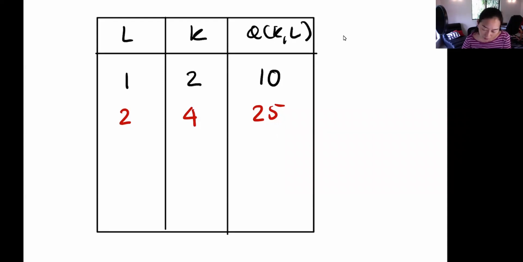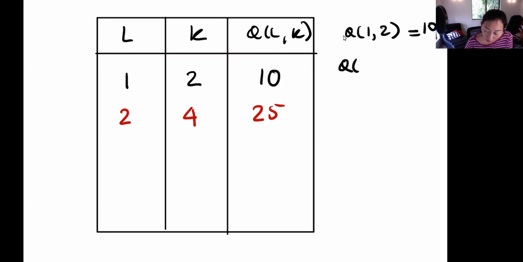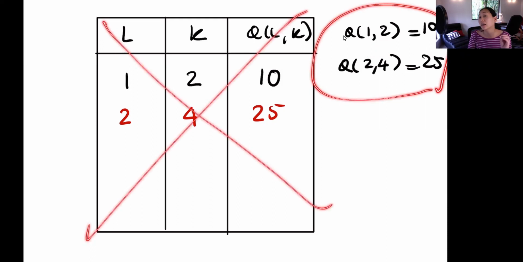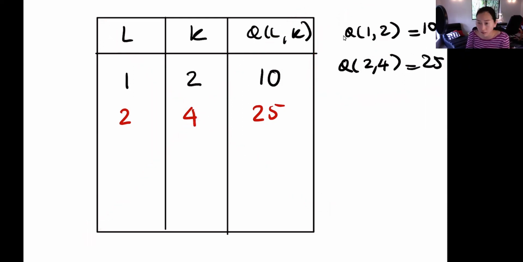So you can also write something like, okay, Q(L, K). Q(1, 2) means L equal to 1, K equal to 2. Q(1, 2) is equal to 10. And I found that Q(2, 4) is equal to 25. If I see this, I know that this is because I have increased both L and K at the same proportion, which is double, but my output comes out more than double. Suppose that I don't know the diagram, but I have this information, then I can still say straight away that this is increasing return to scale, right?